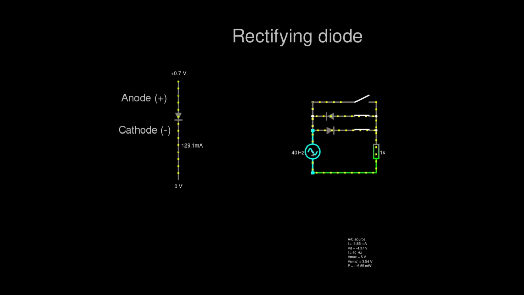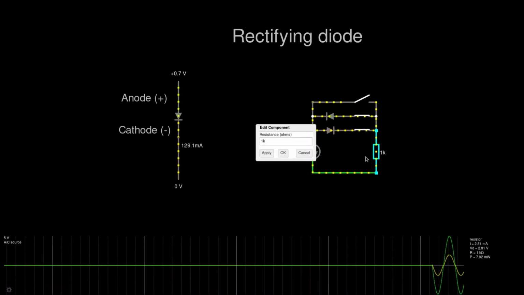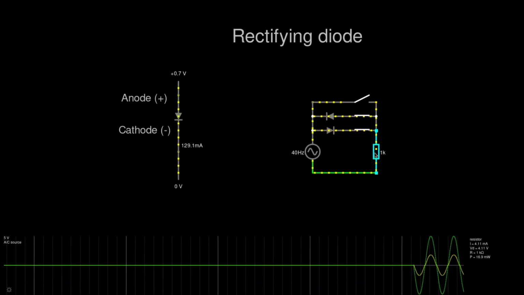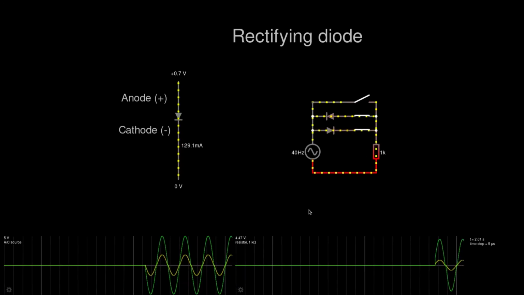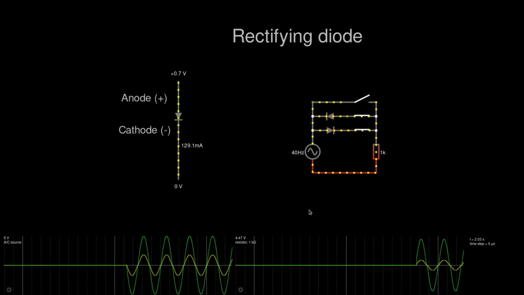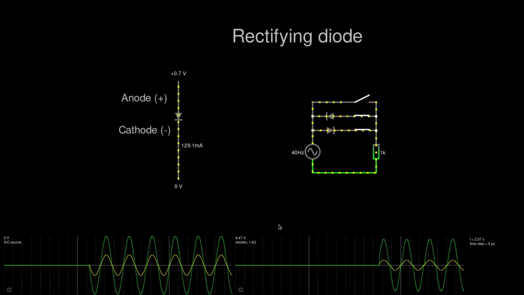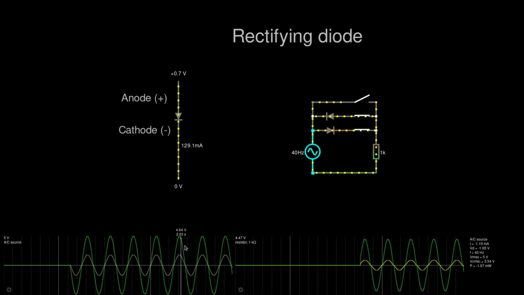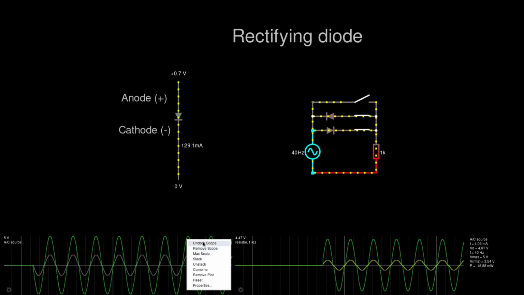If we take a look at the AC waveform from the voltage source and from the resistor, because whenever we're dealing with AC, it's good to look at the waveforms. And also let's make these a bit more custom. Let's remove the current at this moment.